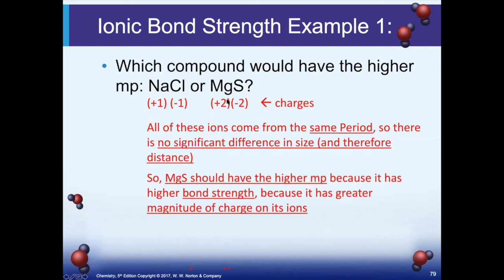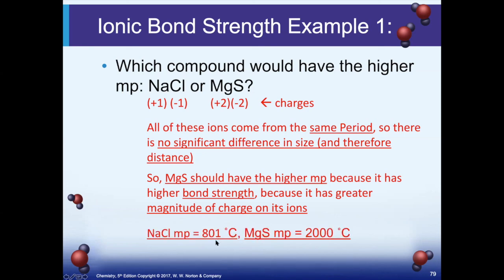But as we already said, the magnitude of charge is a factor. They're different. +1, -1, +2, -2. So magnesium sulfide should have the higher melting point because it has the higher bond strength, because it has the greater magnitude of charge on its ions.